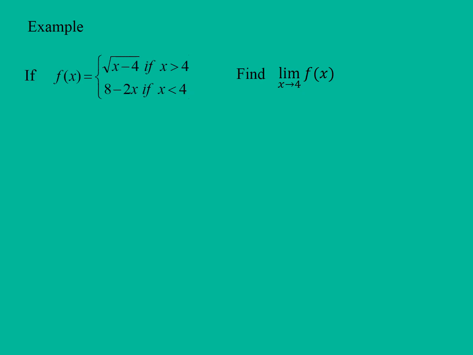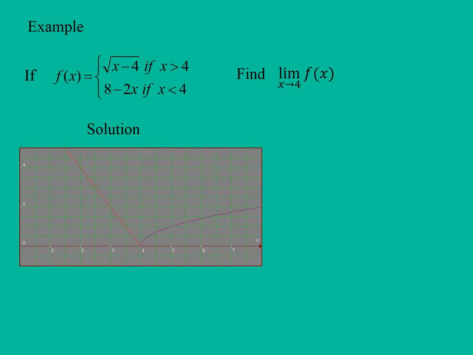Here's a piecewise function. This problem here sometimes can catch us if we're not careful. Let's look at the graph of this piecewise function. We have the graph of the square root of x minus 4 if x is greater than 4, and 8 minus 2x if x is less than 4. Notice this function is not defined at 4.